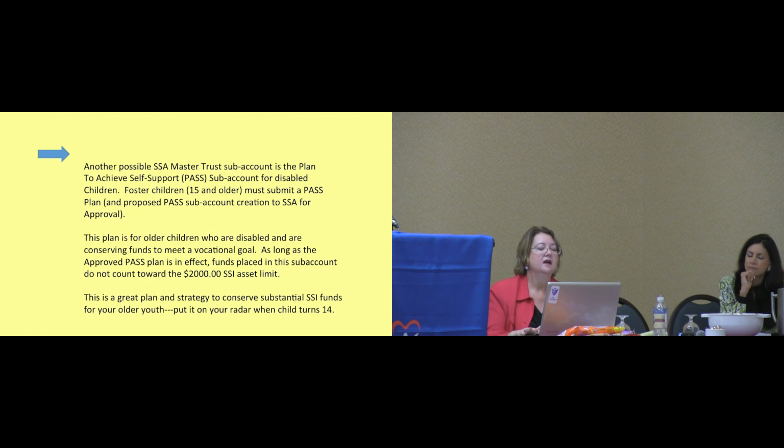Now one of these sub-accounts is called a PASS, and it stands for Plan to Achieve Self-Support. Basically, it's available for foster children 15 years and older, and they have to submit a PASS plan and get it approved. All the forms are on the Social Security Administration website for a specific vocational need, and if you go to their website, you can read what qualifies for that. You can't take funds out of their SSI Master Trust and put them over to this. But it's basically for third-party funds, like you've got a teenager who's working part-time, and there isn't a very big exemption for that. It's like the first $65, then half of their earnings. So the rest of that they could put in this sub-account and shelter it, so it wouldn't decrease their SSI benefits.